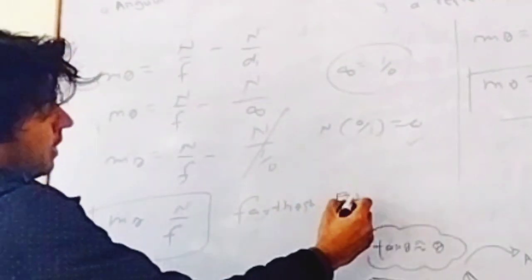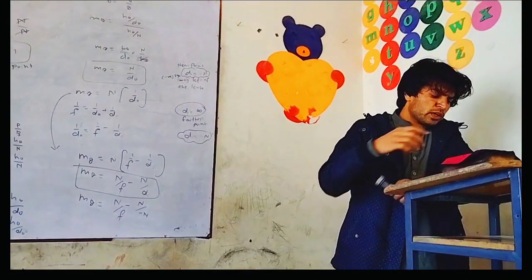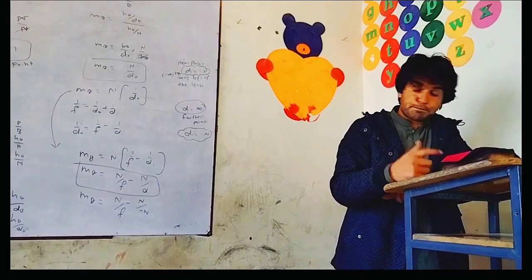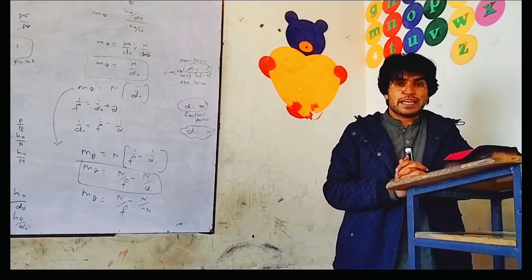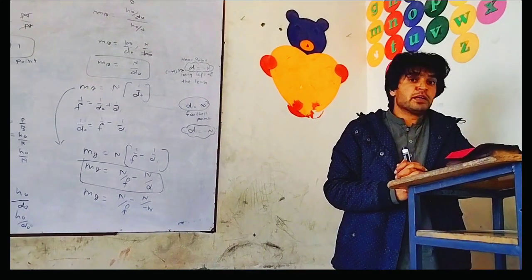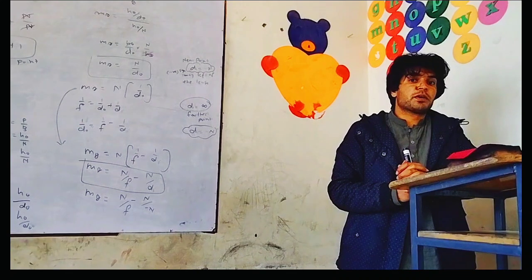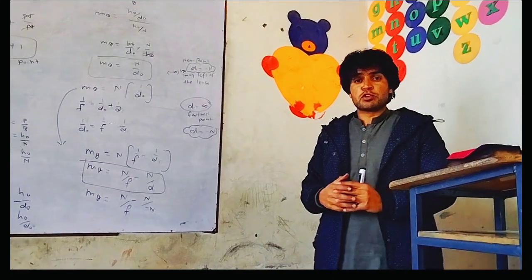Okay, look at the chapter. We took a small part and did the proof for the farthest point and the nearest point. For the simple microscope, this is the angular magnification.